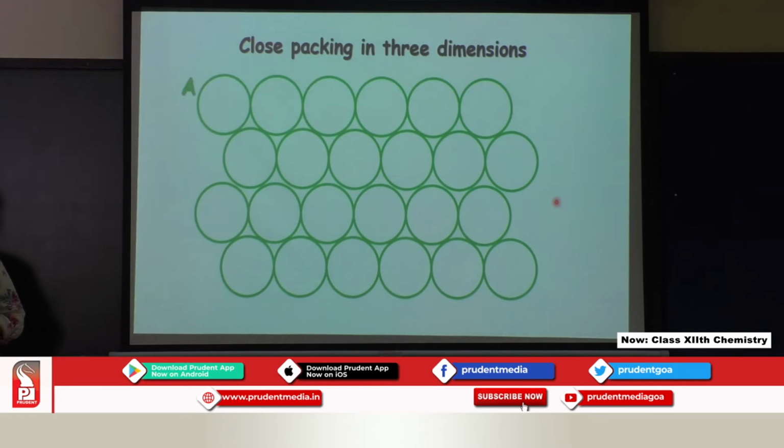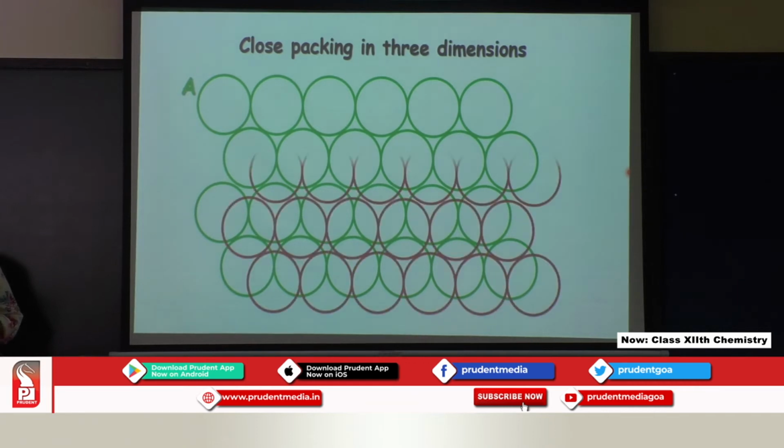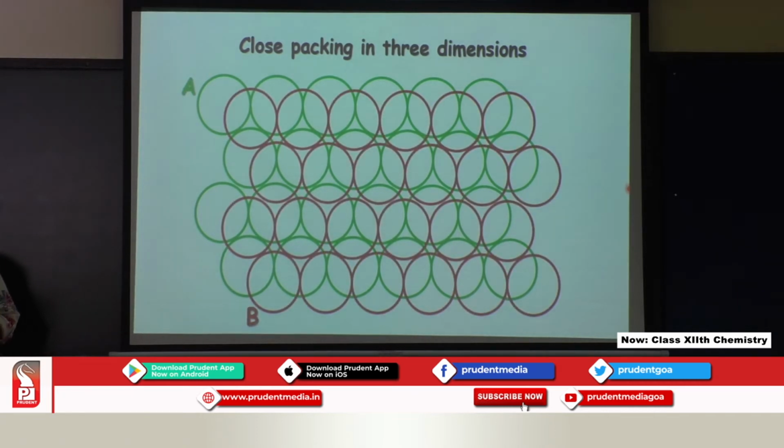We generate the first layer, that is the spheres which are shown in green, that is labeled as A. We then generate a second layer, that is B. If you notice, the spheres of B are placed in the voids which are formed by the first layer A. Let's go ahead and identify the types of voids. So here they are. Can you name them? This particular void is an octahedral void, while the next one is a tetrahedral void.